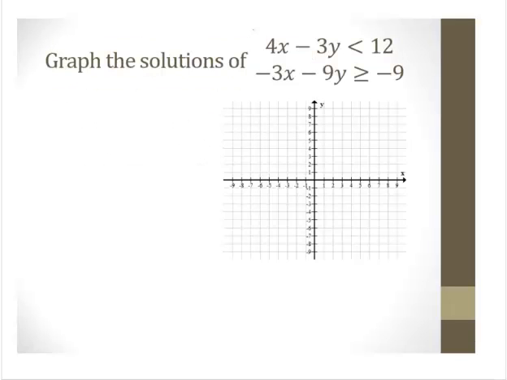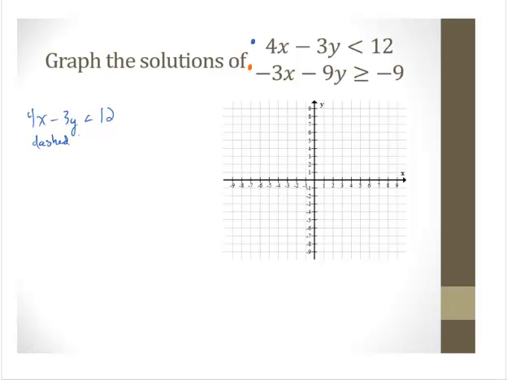All right, so let's see an example. We're asked to graph the solutions of 4x minus 3y is less than 12 and negative 3x minus 9y is greater than or equal to negative 9. I'll use colors to distinguish the two inequalities. The first inequality, we have 4x minus 3y is less than 12. I know I'm going to use a dashed line.